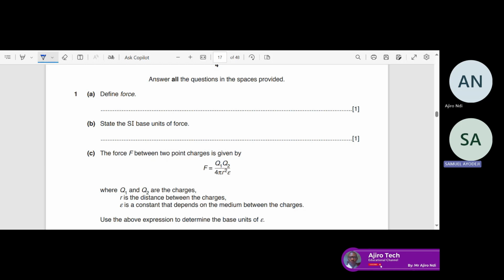This particular one, you can see now, define force. Don't worry, we'll do that later. Force is equal to what? No, that's not how to define it. We'll do it when we get to that topic. Last time, it's not acceleration. It's defined as the rate of change of momentum.